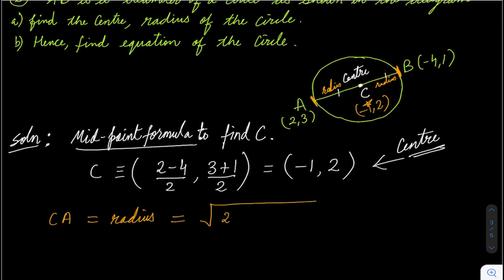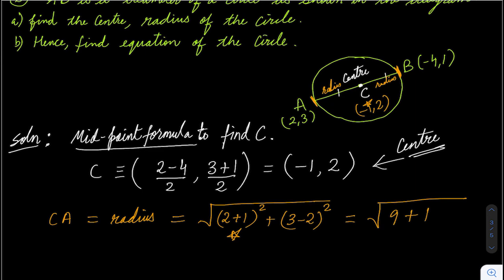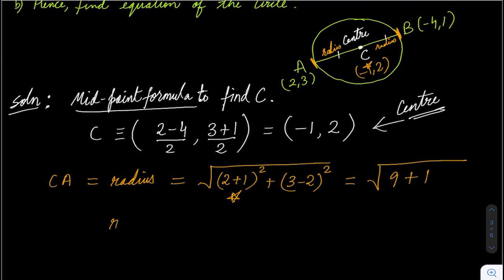So square root of x2 minus x1 whole square. So 2 minus of minus 1. Be careful in this. Plus 3 minus 2 whole square, y2 minus y1 whole square. So this will give me 3 square is 9 plus 1 is 10. So my radius is coming out to be square root of 10.